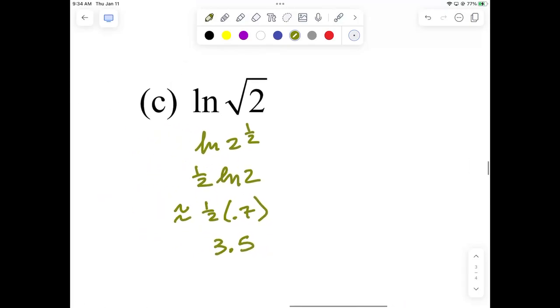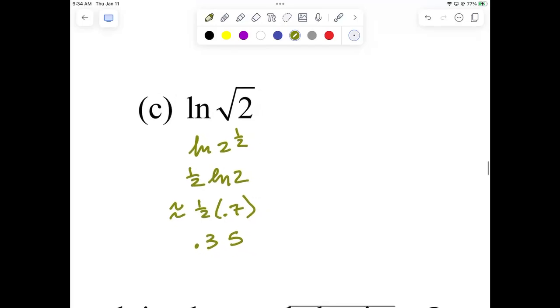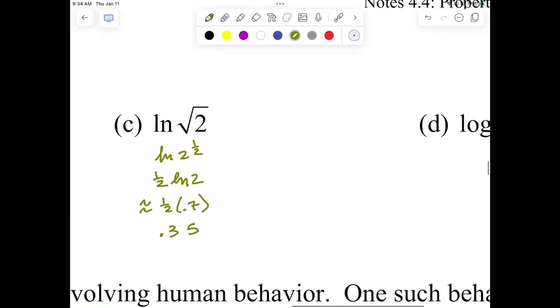All right, you should get 3.5 because you can write square root of 2 as 2 to the 1/2. Bring the 1/2 out front, so you get 1/2 ln of 2. Squiggles, 1/2 times 0.7. Half of 0.7 is 3.5. I'm sorry, 0.35. That's me not running through the tape at the end of the race. Half of 70 cents is not $3.50. I would not be a good cashier. Yeah, it's 0.35. We can use that kind of money in today's day and age.